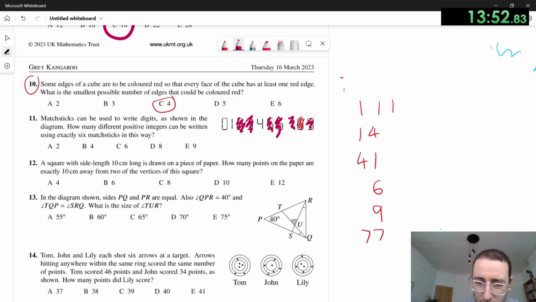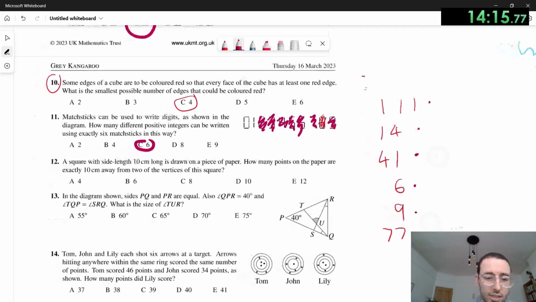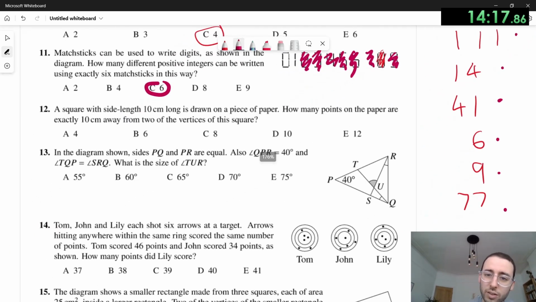1, 2, 3, 4, 5, 6. Can't do that one. 4 matches with 1, 1, and that's it. So I've done that. 1s, it's 1, 1, 1. And 0 is not a positive integer. It's 6. Oh, they haven't added 7. So 0 is not a positive integer. Hey, 6. Wow, that's surprising. I thought it would be loads.